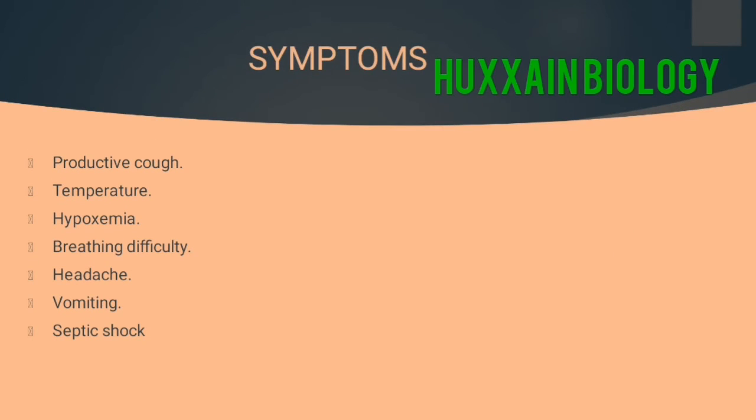Some symptoms. The first, very important symptom is temperature, and after that productive cough, hypoxemia, breathing difficulty, headache, vomiting, and septic shock. So these are the most important symptoms of this virus. How coughing occurs, how temperature increases, how hypoxemia occurs, I will explain in my second lecture, which will be about the pathogenicity of this virus and how these occur. I will explain it later.